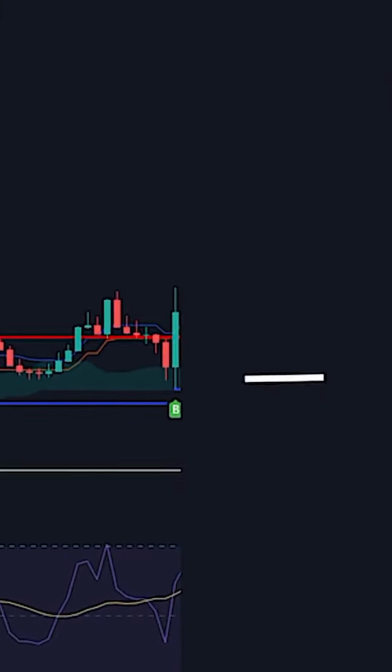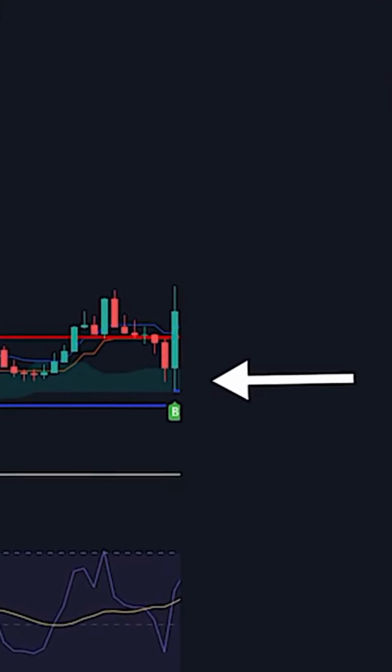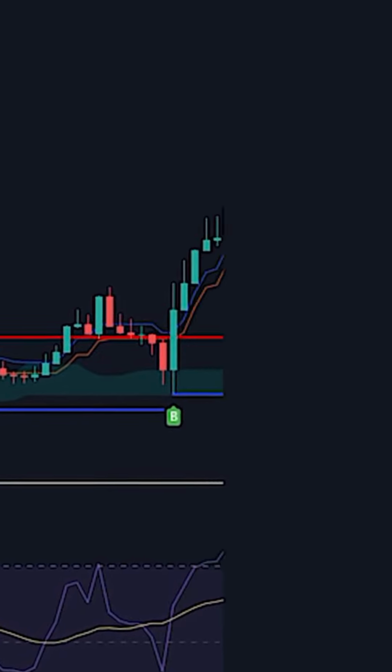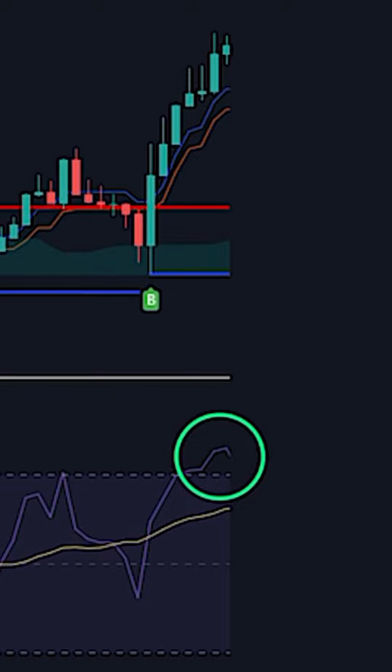For a buy signal, wait for price to be above the Super Ichi cloud like this, then wait for a breakout signal. Once you see it, enter, and then you're gonna exit the trade once the RSI becomes overbought.